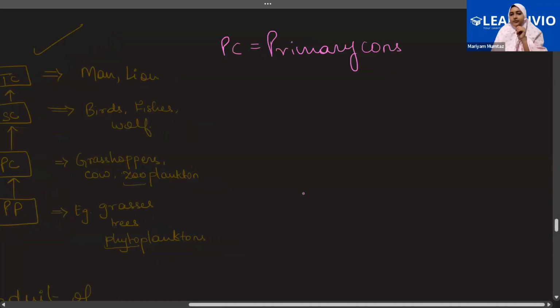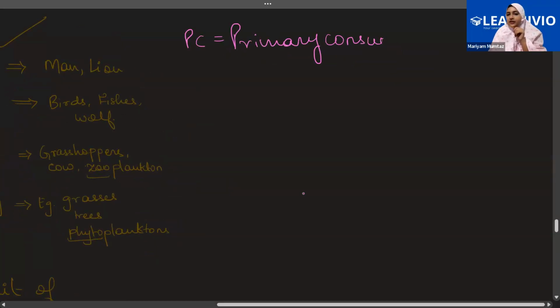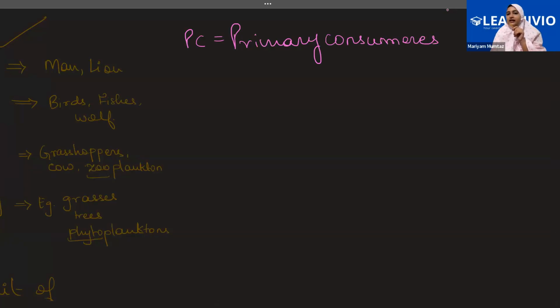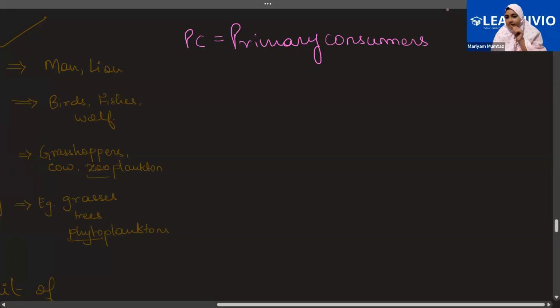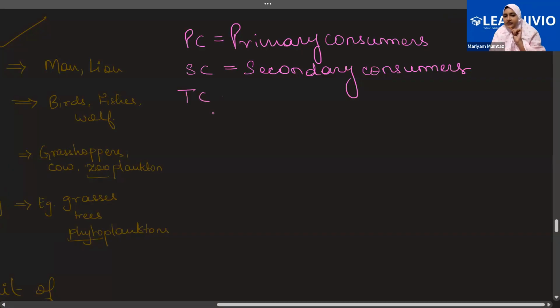Primary consumer. Which organisms would come into this? All the herbivores. Primary consumers are those that are directly dependent upon the plants for their food requirement. So that becomes the herbivores. Then come secondary consumers. Secondary consumers are those that are indirectly dependent on the plants; rather, they eat the herbivores. Then come the tertiary consumers that consume the secondary consumers, meaning the carnivorous organisms.